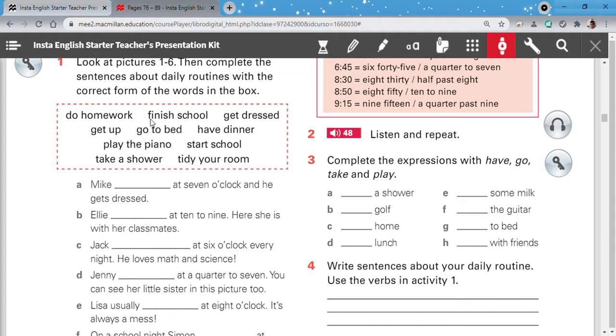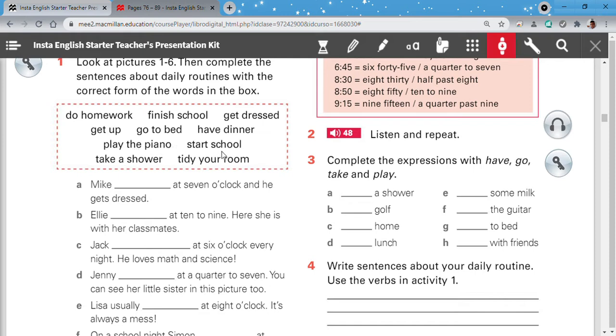Class, do you have any problem with the vocabulary? Well, for example, doing homework, hacer tarea. Finish school, bye bye school, no? Terminar la escuela. Get dressed is like in Spanish cambiarse. Get up, levantarse. For example, I'm sleeping and I get up. Go to bed, ir a descansar, ir a la cama. Have dinner, cenar o tener la cena. Play the piano, tocar el piano.